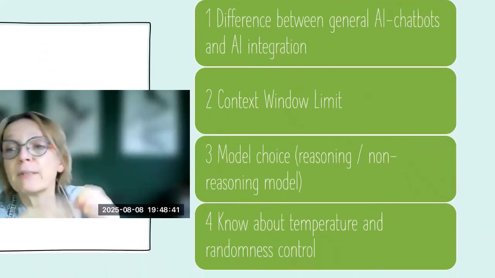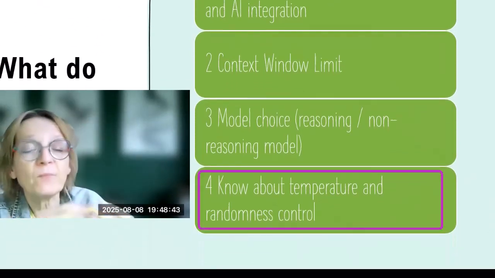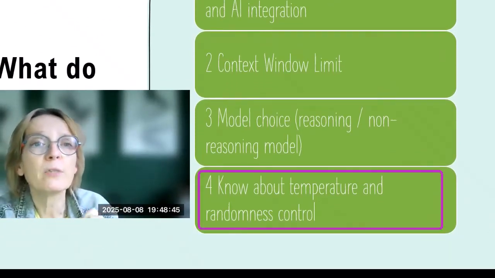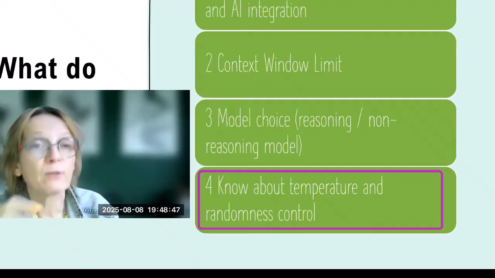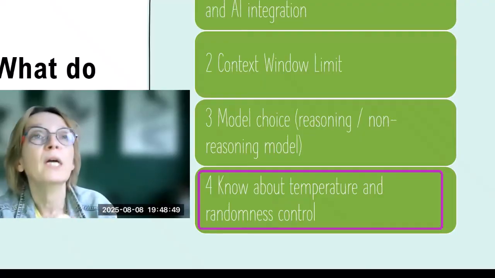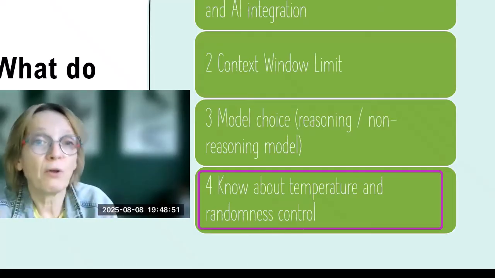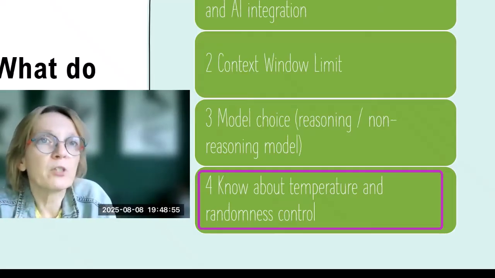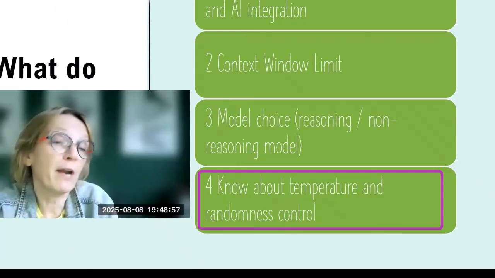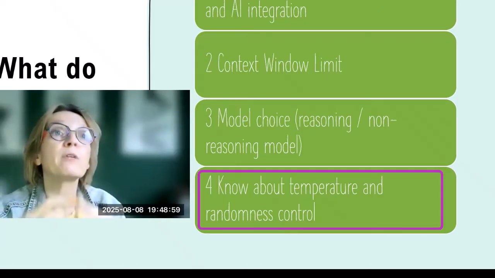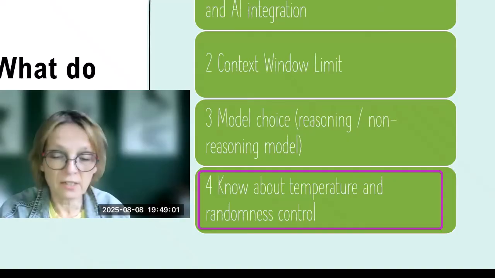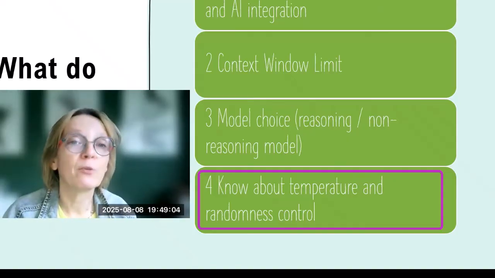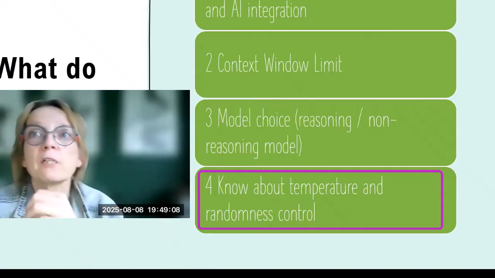Well, we talked about temperature and randomness, something to know about, and also to inquire. So if you work with a specific tool, just ask those things so that you know what to expect. Because if you don't know the temperature setting, you also don't know the degree of randomness you get back. If you work with a general purpose chatbot, you can just ask in a question, what's your temperature setting? So you know what you're dealing with.